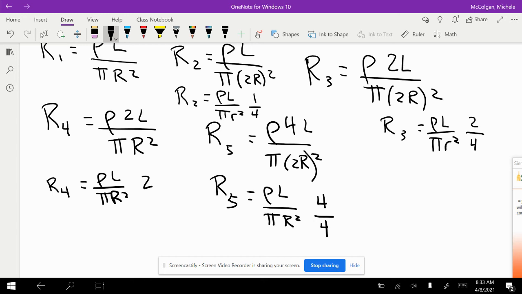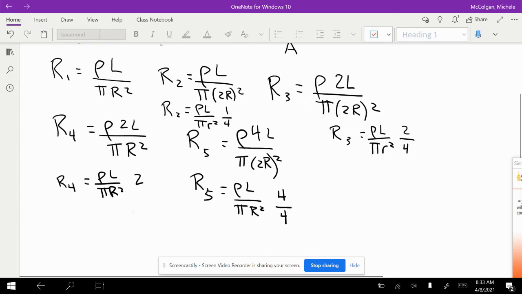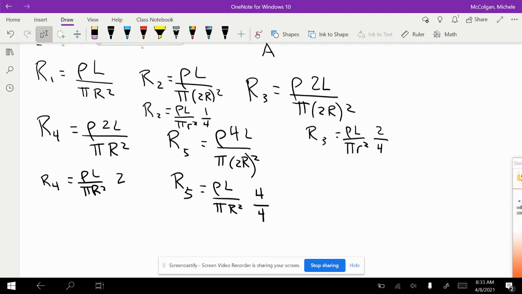Okay, so looking at my results here, I see that R1 and R5 are equal, right? My R1 is rho L over pi R squared, and then my 4's cancel. So right now I see that R1 is equal to R5. Now let's look at R2. R2 is 1/4 of that value.